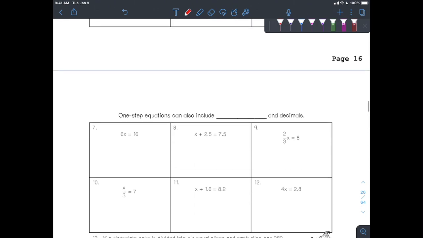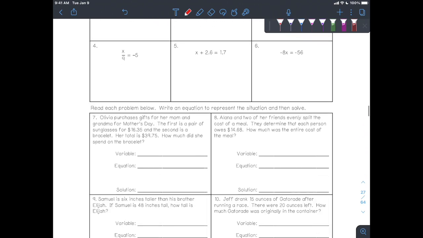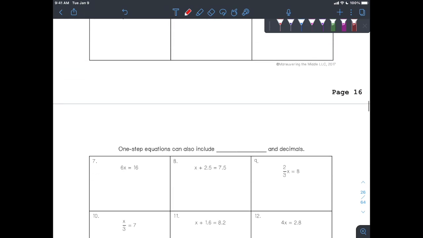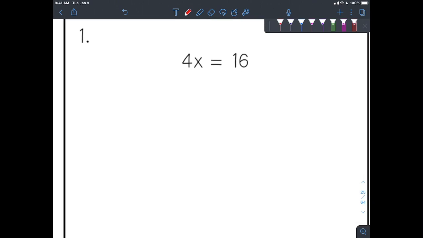So you guys are going to be working on page 16, page 17, and page 18. That's going to be your assignment for today. I'm going to do a couple of random problems throughout, okay? So let's take a look at the very first one.